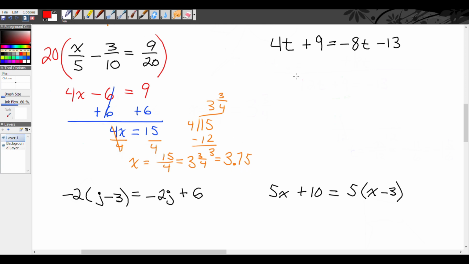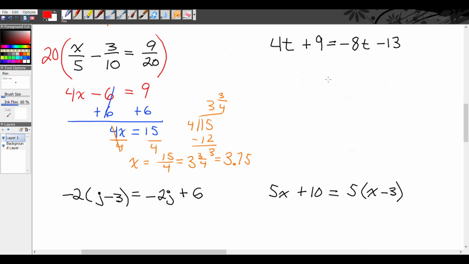All right, so let's go ahead and take a look at our next example here. This is an example of an equation that has variables on both sides. If you look to the left side of the equation, we have a 4t, and on the right side we have a negative 8t. So since they are on opposite sides, we cannot combine like terms. We need to eliminate one of these variables.